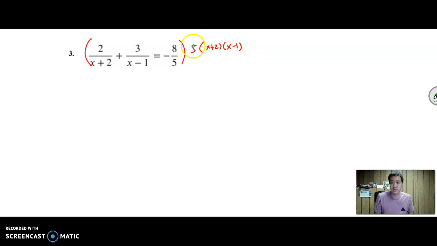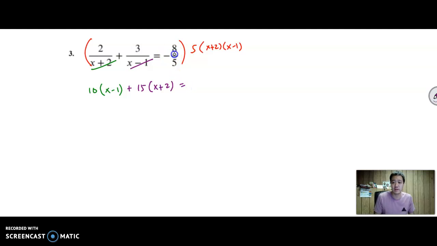So when I distribute this to everything, right? When I multiply this to this first fraction, the x plus 2's are going to cancel out, right? So then you're left with 2 times 5, which is 10. And then we still have a factor of x minus 1 left over, right? No more denominator because they canceled out, right? Plus, now over here, when you distribute to this fraction, we have x minus 1, and this would cancel out with this one, right? And then we have 3 times 5, which is 15, and then x plus 2.